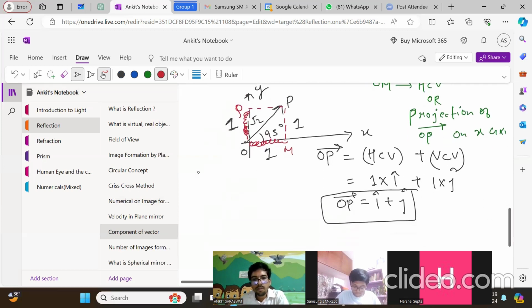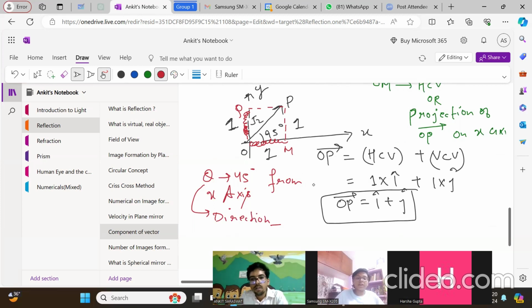So if somebody asks what is the direction of this vector, you should say the direction is theta. Theta is how much? 45 degrees from the x-axis. Clear? This is the direction. I don't understand why from the x-axis. Because here I have drawn 45 degrees from the x-axis. Oh, yes, sir. Got it. Clear?